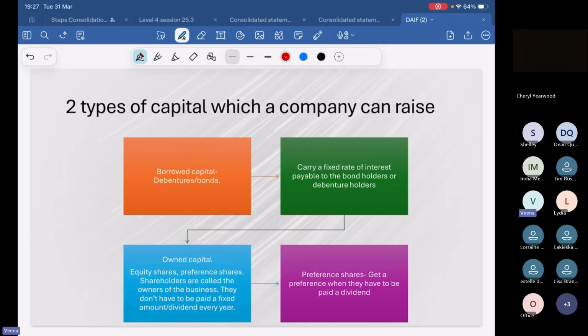Okay. So there are two types of capital which a company can raise. I'm sure all of you know this. A company can either have borrowed capital or it can have owned capital. So what is borrowed capital? As the word says, borrowed capital means the company borrows money. Borrows money from who? From people, not from companies, not from banks. That is loans, that is different. Borrowed capital is the capital which a company borrows or takes as a loan from people.